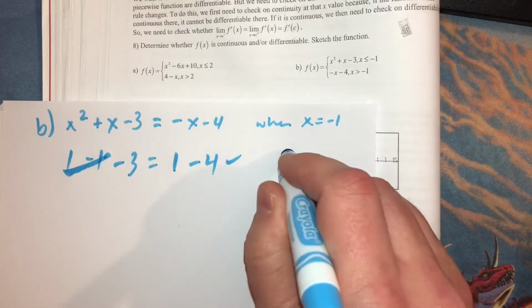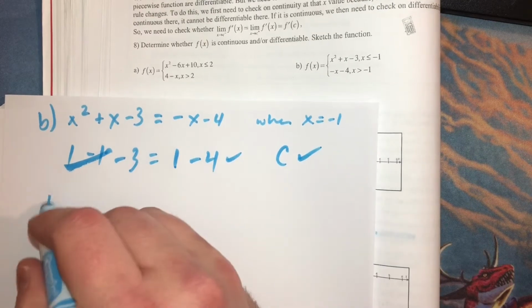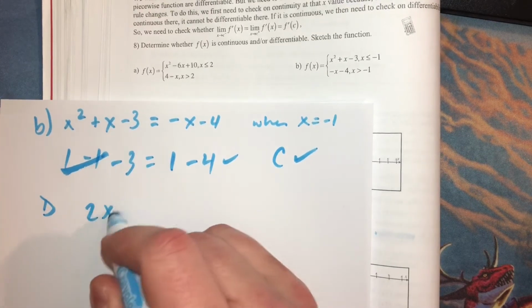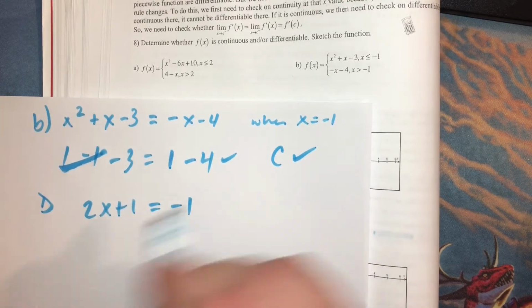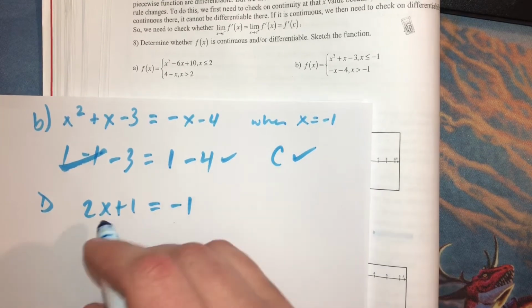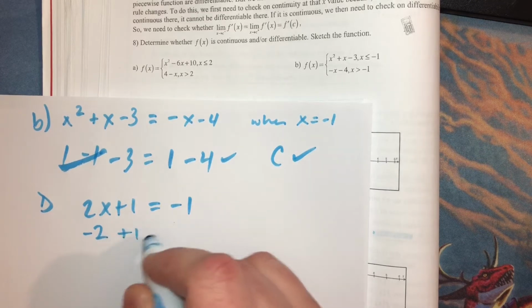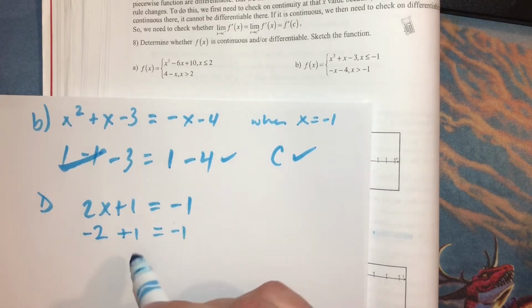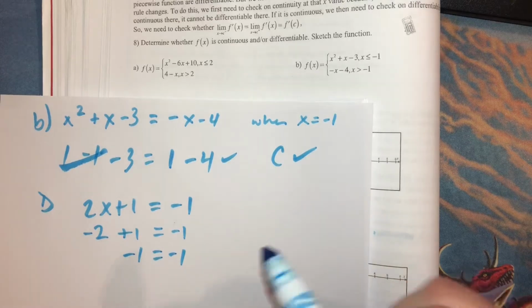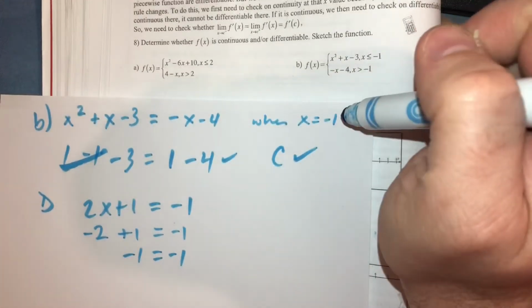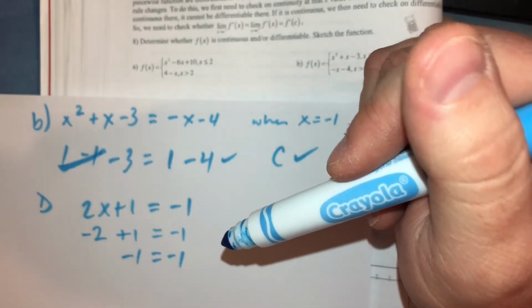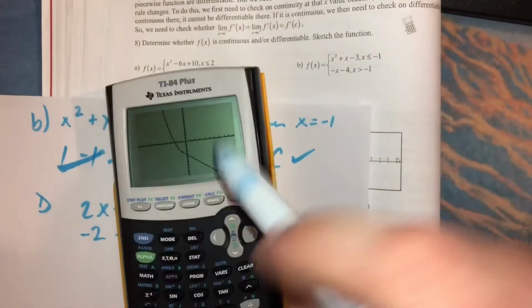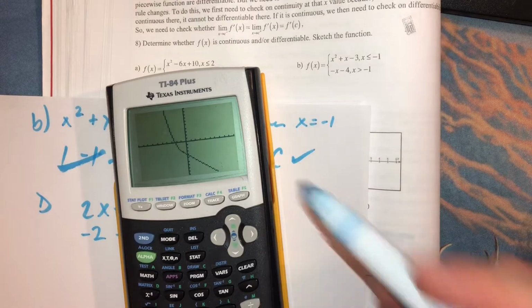So it is continuous. Now I'm going to do the differentiable check by setting the derivatives equal to each other. The derivative is 2x plus 1, and then -1, and when x is equal to -1, that's -2 plus 1 is equal to -1. I get -1 is equal to -1, and so that means when x is -1, their slopes are equal to each other. And so that's why there's this smooth transition from one to the other.